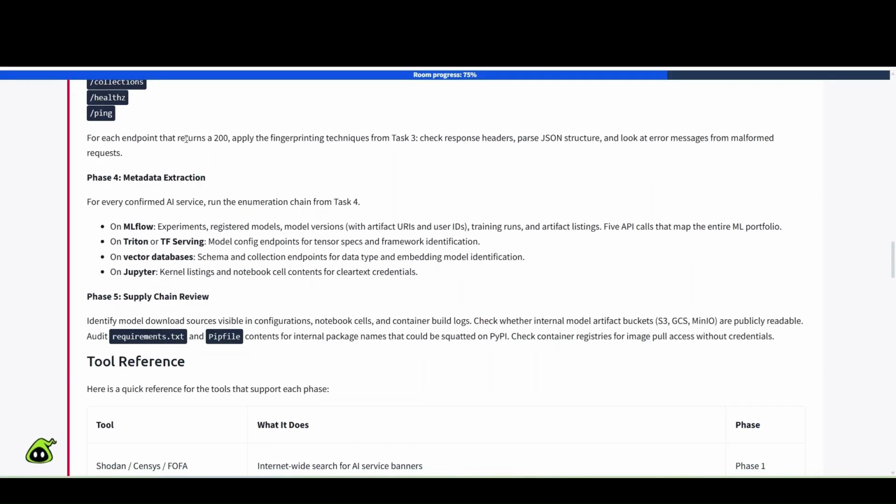For each endpoint that returns a 200, apply the fingerprinting techniques from task 3. Check response headers, parse JSON structure, and look at error messages from malformed requests.